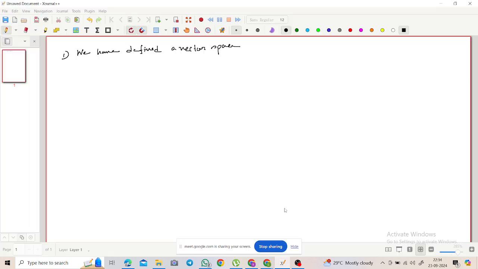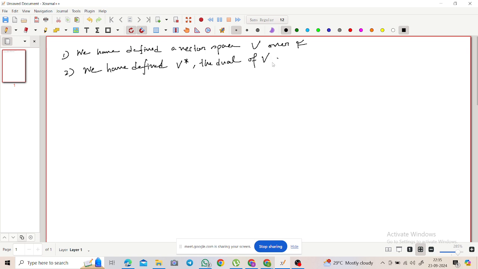So, we have already defined a vector space V over a field F. Two, we have defined V star, the dual of V. What was V star? V star was the set of all linear transformations V to F, right?